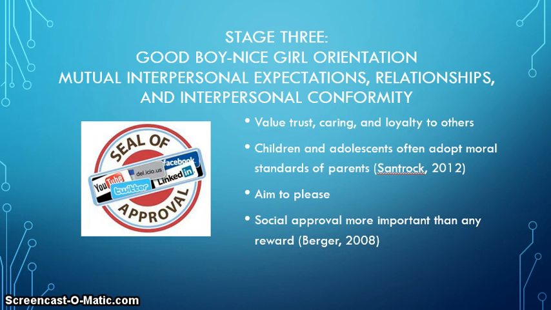Stage 3 of level 2, good boy, nice girl orientation, mutual interpersonal expectations, relationships, and interpersonal conformity. They value trust, caring, and loyalty to others. Children and adolescents often adopt moral standards of parents. Most people in this stage are aimed to please. They seek social approval, thinking that it is more important than reward.